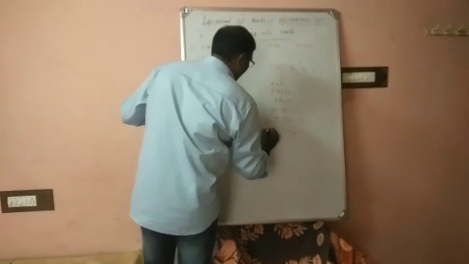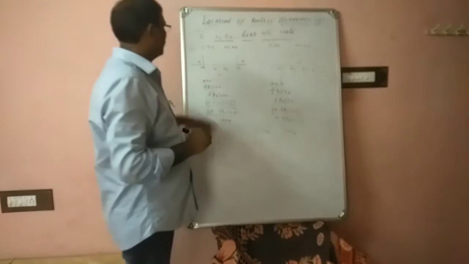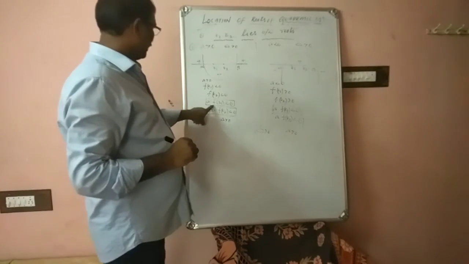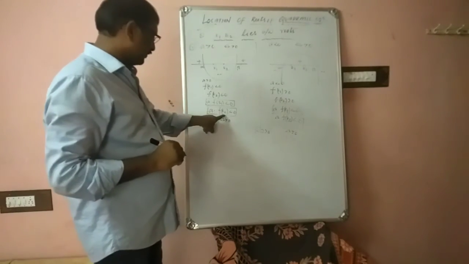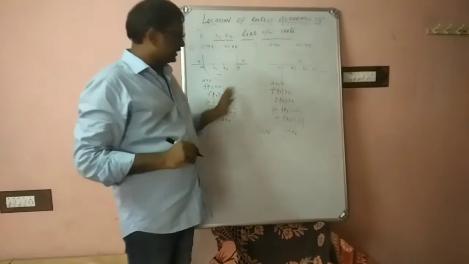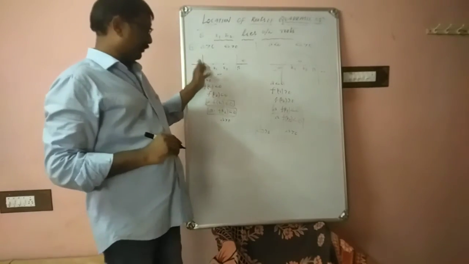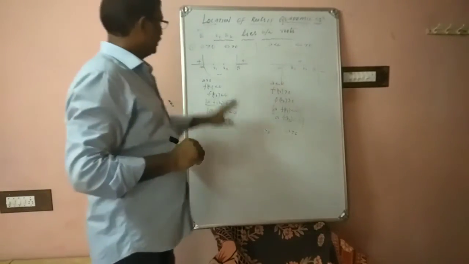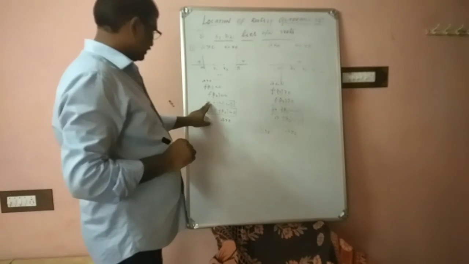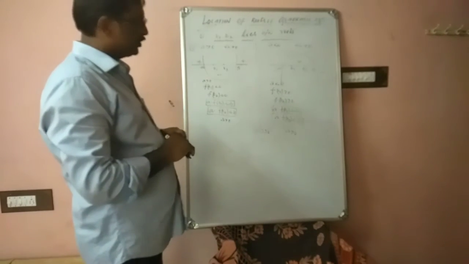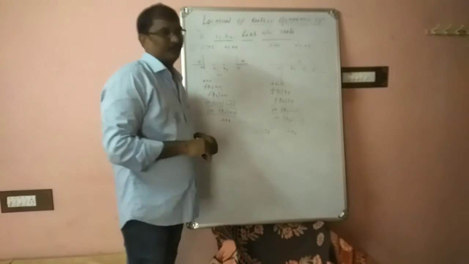So commonly we can say that when delta is greater than 0 and a is positive, here a into f of k1 is negative and a into f of k2 is negative. In both the cases, either an upward parabola or a downward parabola, a into f of k1 and a into f of k2 both are negative.